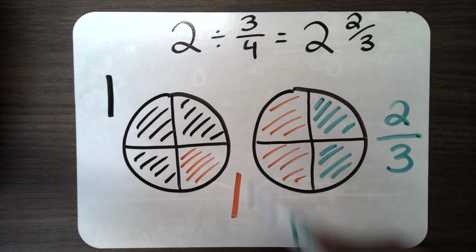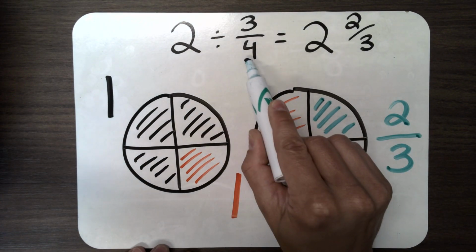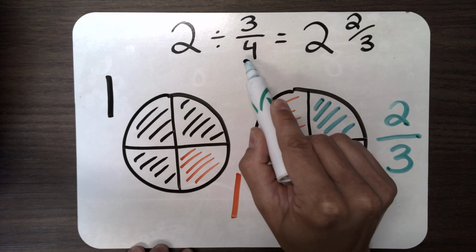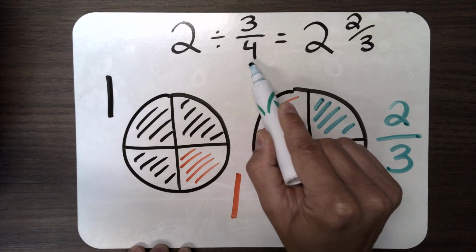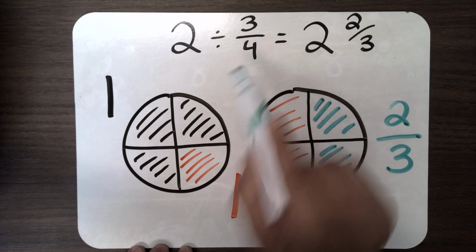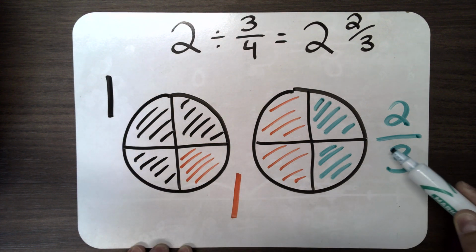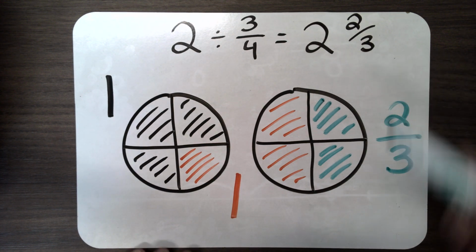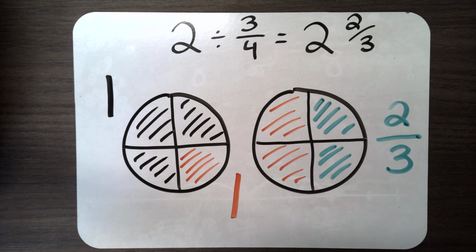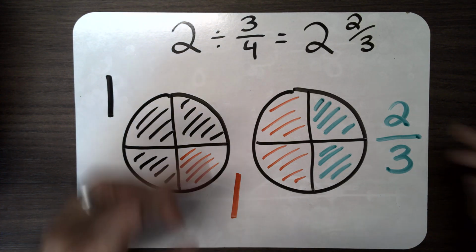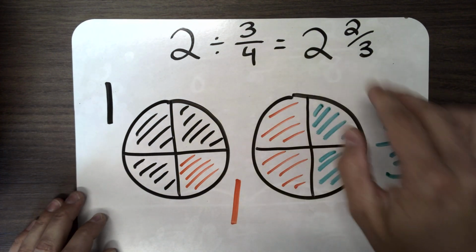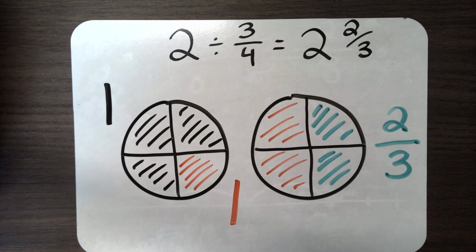Okay. So again, I started with 2, divided this quantity of 2 into groups with the size of 3 fourths. How many groups with this size did I create? I had 1, 2, and then 2/3. So 2 and 2/3 of a group. Okay. So that's representational. And then our abstract will just be the equation again, 2 divided by 3 fourths equals 2 and 2/3.